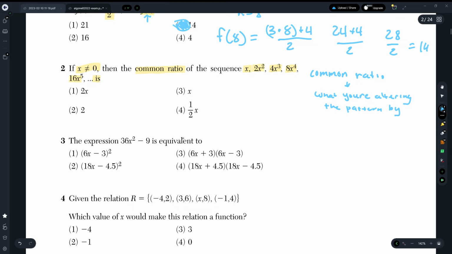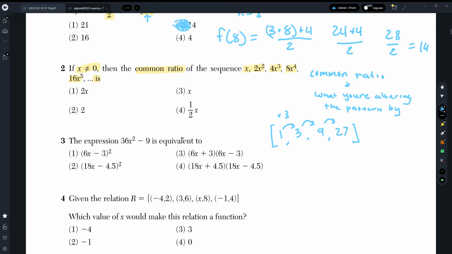So, for example, let's just say that I have 1, 3, 9, 27, right? And this is all in one set. The common ratio here has to be 3, right? Because for every term, I'm altering it by 3. The common ratio is what I'm altering each term by to get the next term. In this case, I'm altering it by multiplying it by 3, so my common ratio would be 3.